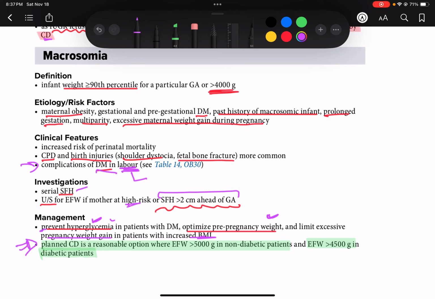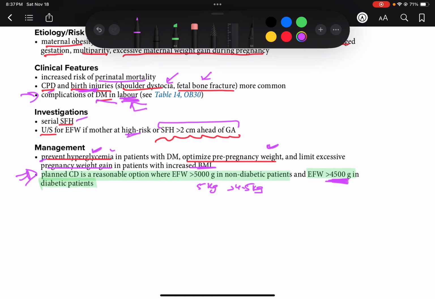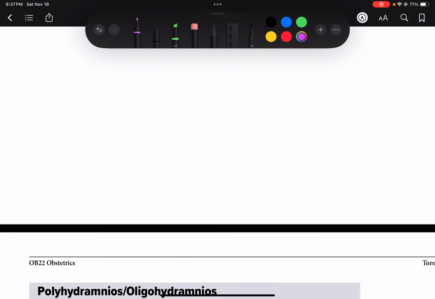Planned cesarean delivery is a reasonable option where estimated fetal weight is more than 5 kilograms in non-diabetic, and if the patient is diabetic, then even if it's more than 4.5 kilograms, 4,500 grams estimated fetal weight, we're going to go for planned cesarean delivery, because diabetes can have many complications in labor. And then shoulder dystocia and fetal bone fractures during the birth might be because of the cephalopelvic disproportion. These things might increase the risk of perinatal mortality. So we're going to prefer planned cesarean delivery.